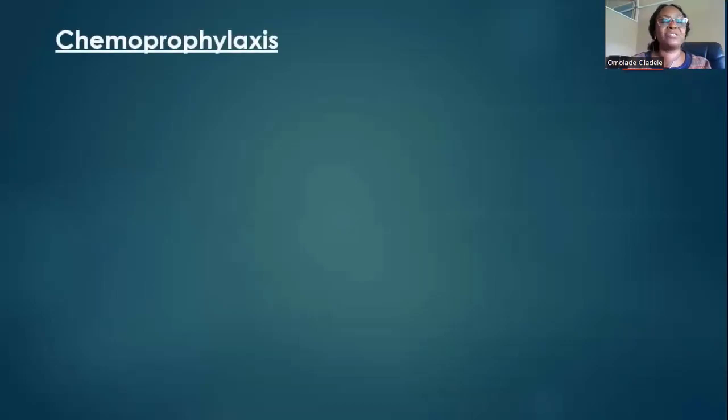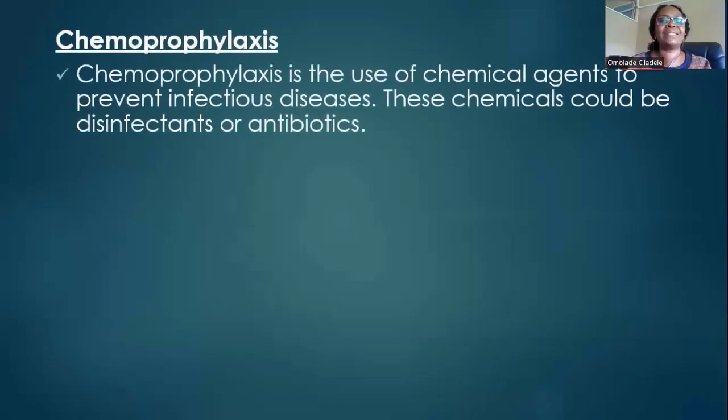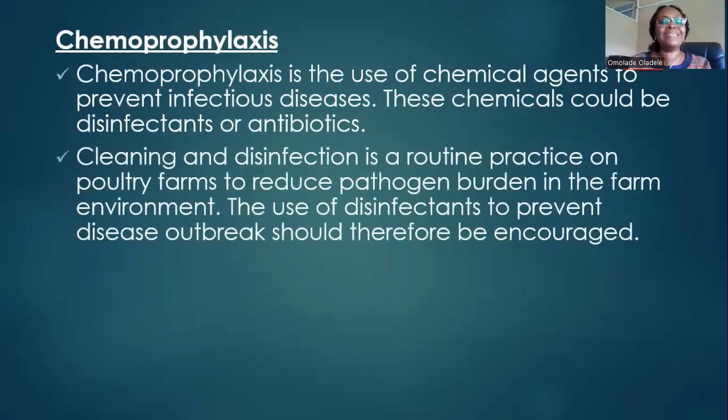Also, chemoprophylaxis, which is the third prophylactic measure, what is it? Chemoprophylaxis is the use of chemical agents to prevent infectious diseases. These chemicals could be disinfectants or antibiotics. For cleaning and disinfection of the farm, you need, of course, disinfectants that are broad spectrum. This should be a routine practice on every farm. Once the birds are disposed of, you clean and disinfect the farm. While expecting to receive a new stock, you also clean and disinfect to reduce the pathogen burden in the farm environment.